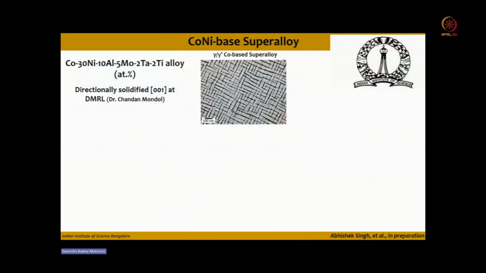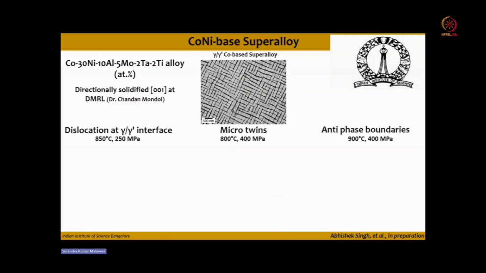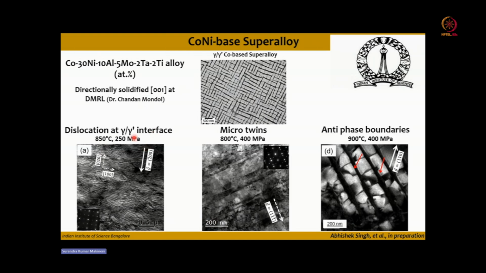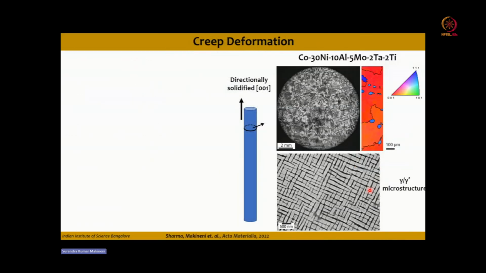Okay, so the next example is also on a superalloy. It's a cobalt nickel based alloy with aluminum, moly, tantalum, and titanium. These are all directionally solidified, and based on the composition, the temperature and the stress conditions, you can see that this alloy can contain different types of defect structures. Fine. So this particular alloy was directionally solidified along the 001 direction.